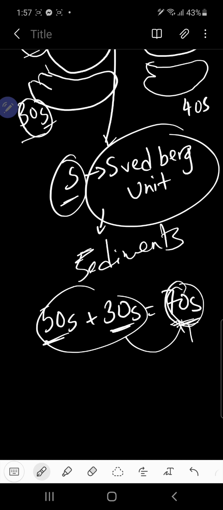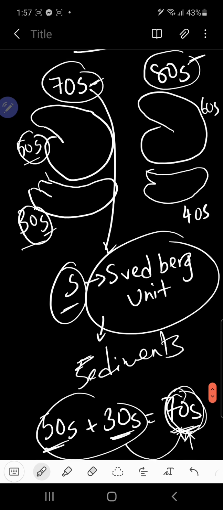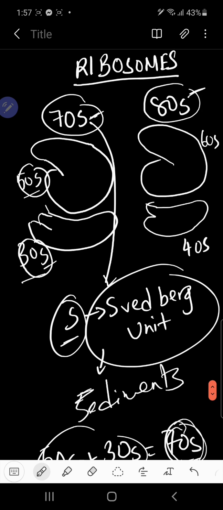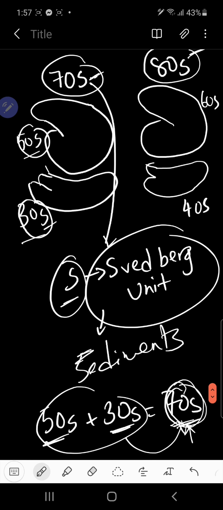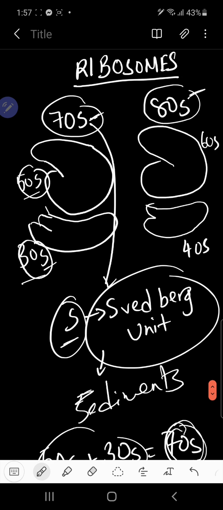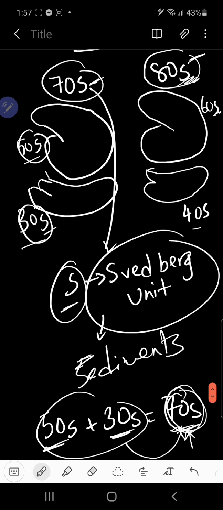So this is the Svedberg unit, which means how rapidly substances can sediment in a high speed centrifuge. That's just additional information. We are usually not asked about this, but just to clear out this confusion, because sometimes some people do get confused. So 60 plus 40, for example, is 100, but it's not 80. But when they join together, the Svedberg unit comes to 80, and this is not a mathematical thing once again.